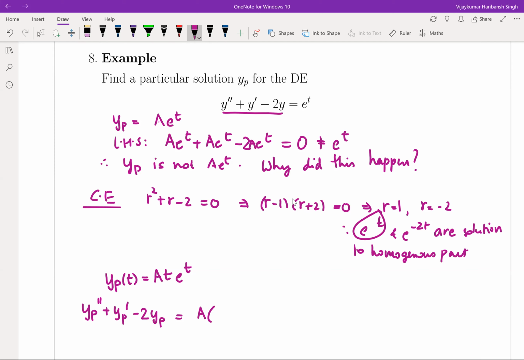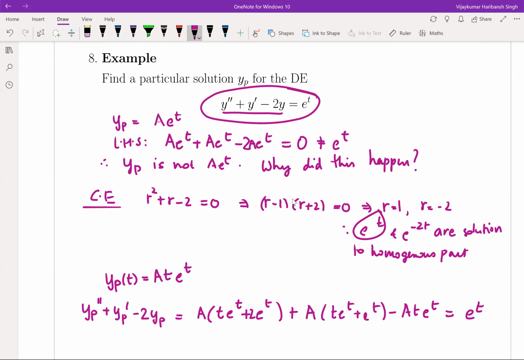Now, what is the second derivative of this? Remember, we discussed Euler's formula. So it's going to be a t e to the power t plus 0 plus e to the power t times 2, plus yp prime, which is the derivative of this, again product rule. So a t e to the t plus e to the t, minus 2 yp, which is going to be a t e to the power t, and that should be equal to e to the power t, right? Because it's a solution to the non-homogeneous.